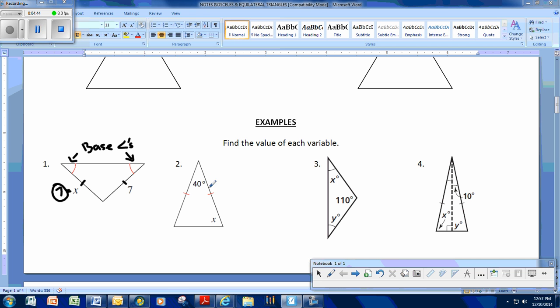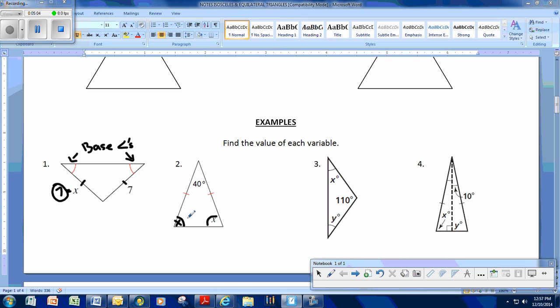Okay, next example, we have another isosceles triangle. These two sides are my congruent legs. That means across from those two sides are my base angles, which I know are congruent. So if this angle is labeled x, that angle is also x.